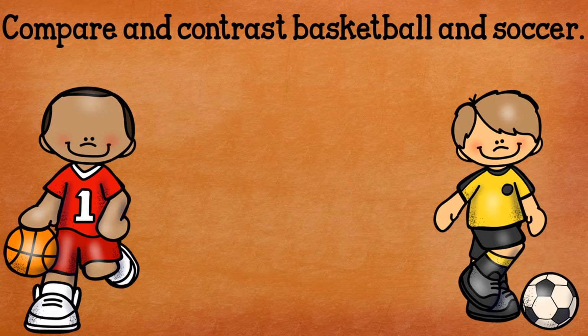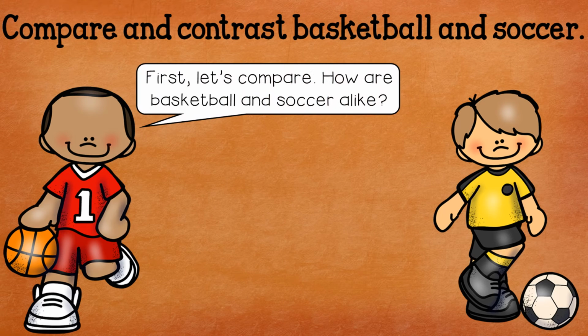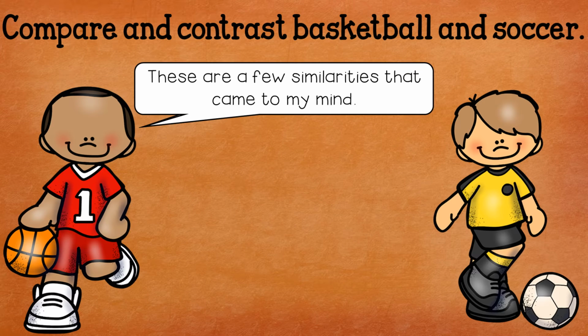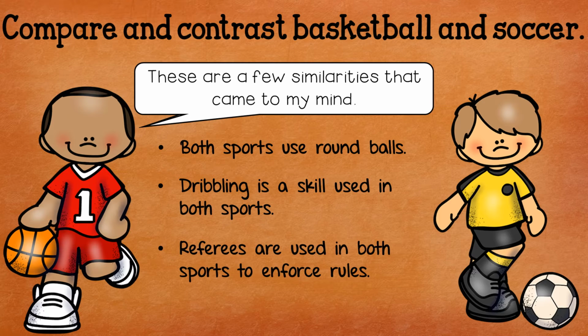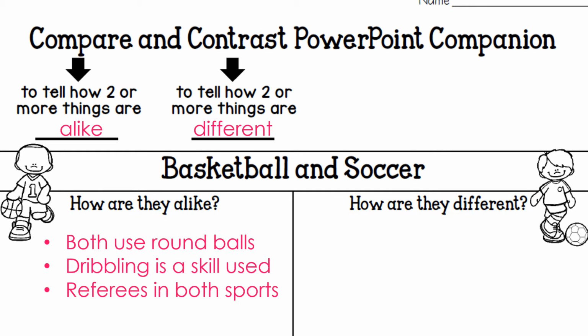Now let's compare and contrast basketball and soccer. First, let's compare. How are basketball and soccer alike? These are a few similarities that come to my mind. Both sports use round balls. Dribbling is a skill used in both sports. And referees are used in both sports to enforce the rules. So on my notes-taking page under How Are They Alike, I'm going to put both use round balls, dribbling is a skill used, and referees in both sports.